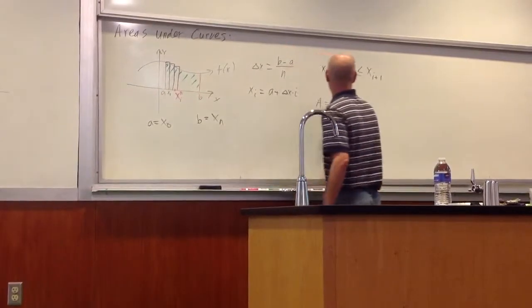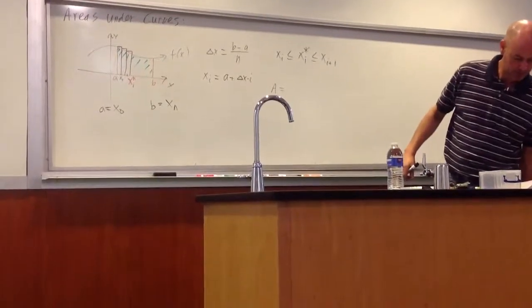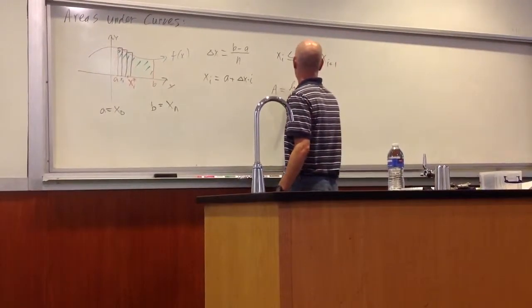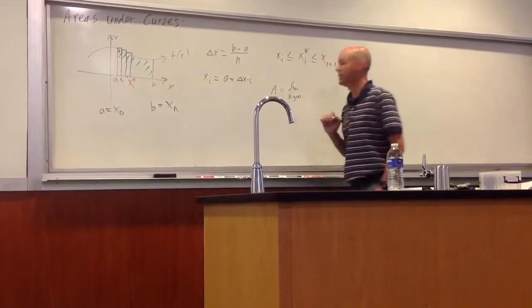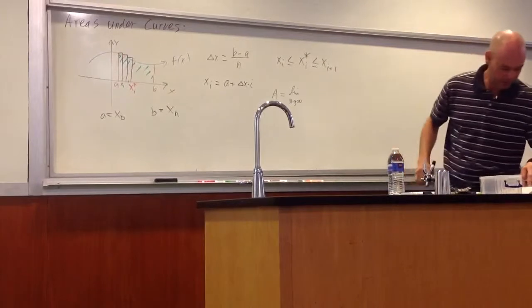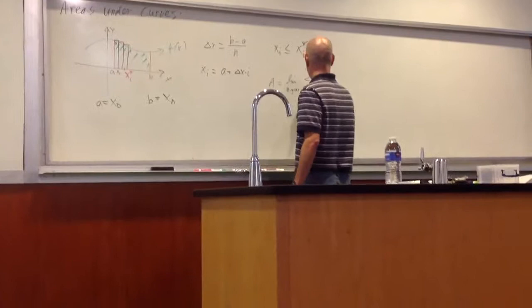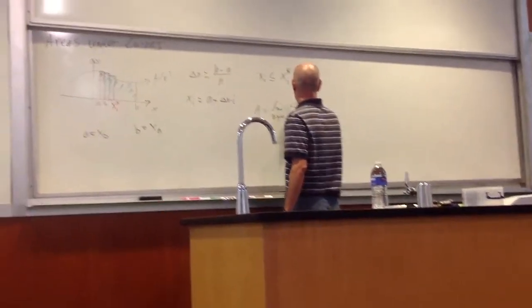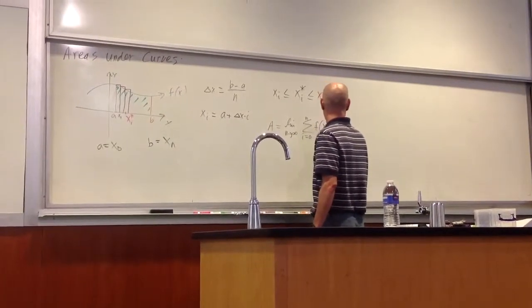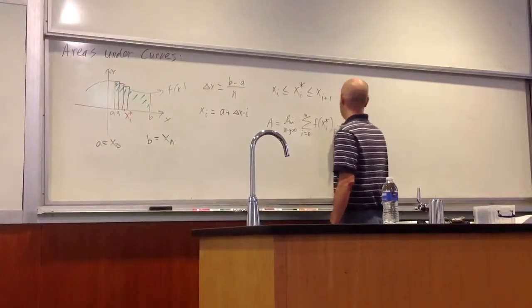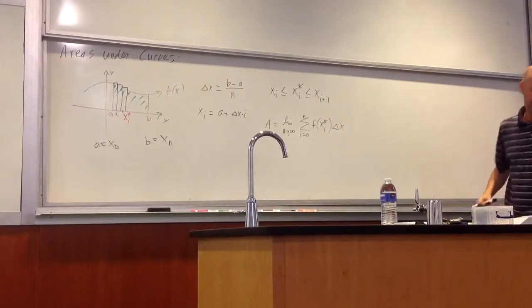So the area is limit as n goes to infinity. Don't they have a summation? This has a fancy name. It's called a Riemann sum.